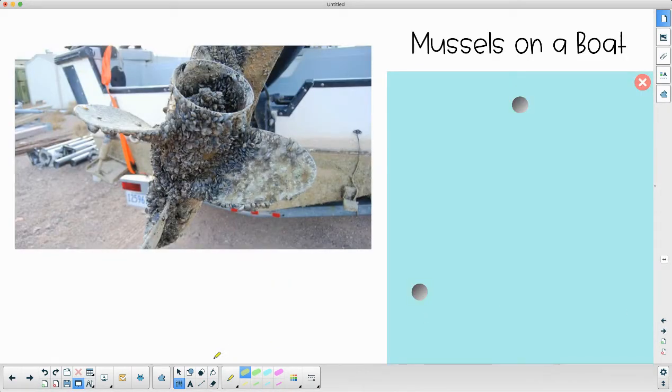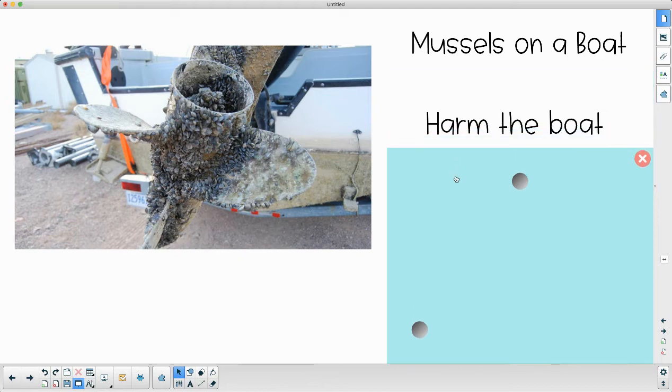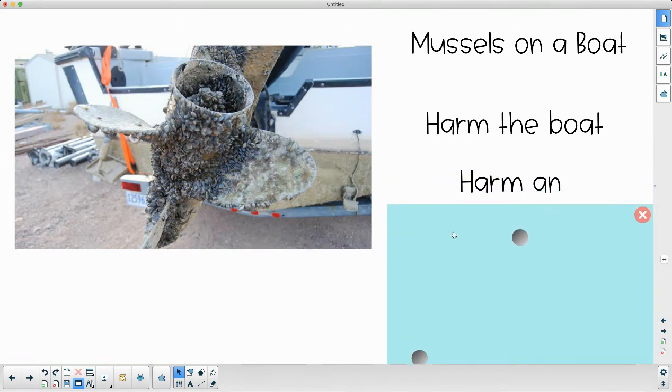So one example of an invasive species is mussels on a boat. You can get these in different lakes in Utah. One problem is that they can harm the boat. They can get in the pipes of the boat and the motor and the engine, and then the boat won't work. That's a problem for us. We won't like to have our expensive, fancy boat ruined.